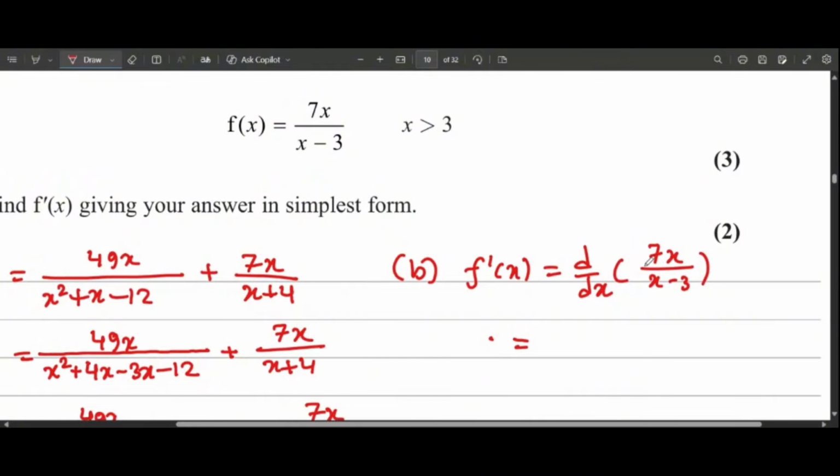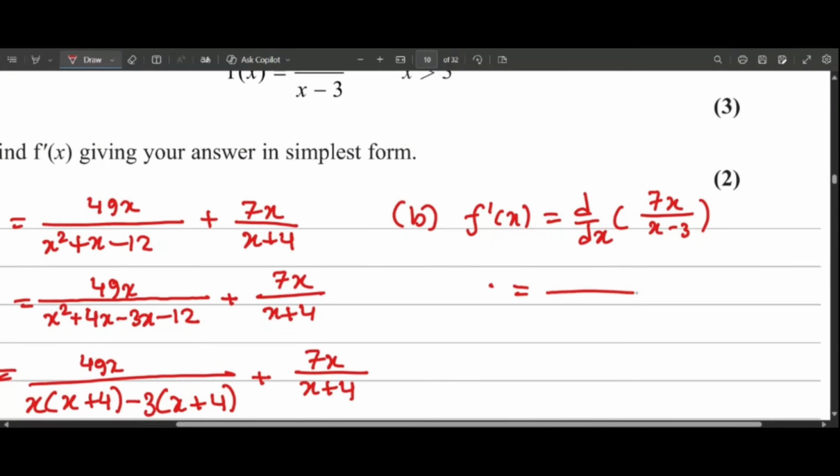As it cannot be simplified into terms of x, what we have to do is apply the quotient rule to differentiate this function. Using this rule, here is how we can do this. First of all, we have to square the denominator. Then we multiply the denominator with the d/dx of the numerator, which is 7x. Then we subtract the numerator into the derivative of the denominator, which is x minus 3.